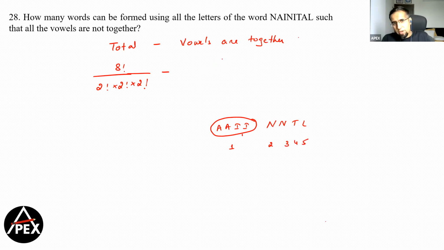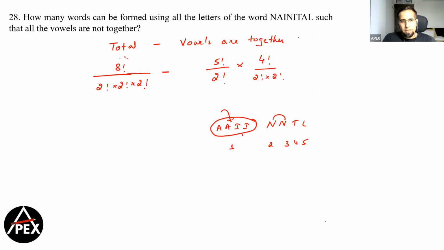So 5 units in 5 places will be 5 factorial, but remember out of that 2 N's are same. So divided by 2 factorial, multiplied with the internal arrangement. Internal arrangement, I see 4 letters in 4 places is 4 factorial. Amongst them 2 A's are same and 2 I's are same. This becomes our answer, guys. Is this point clear with everyone?